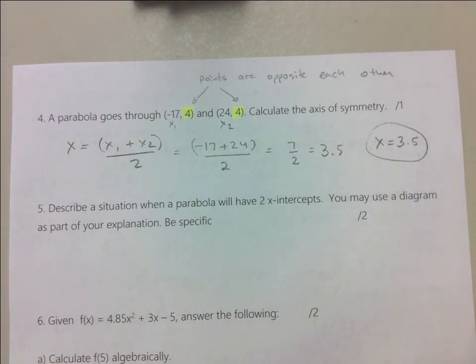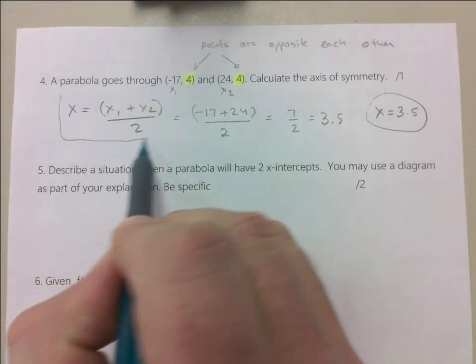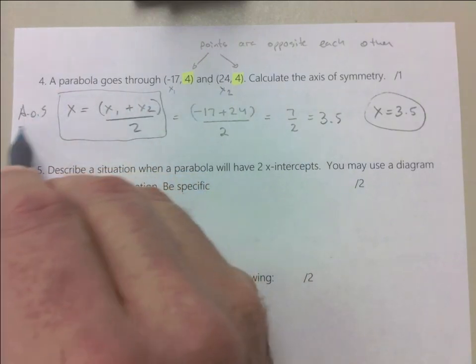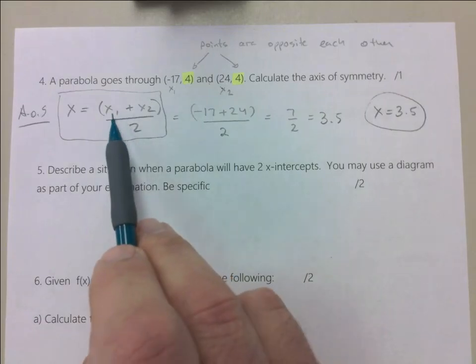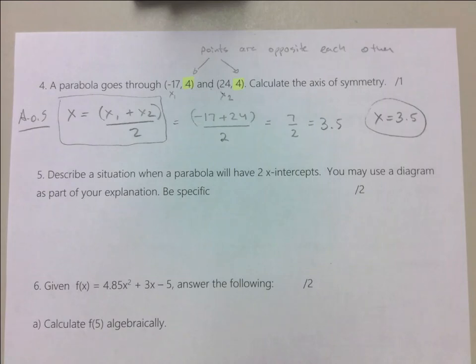1 mark for that. You have to have this on your study sheet, right? This is to figure out the axis of symmetry. And it works as long as you have 2 points that are opposite each other, meaning they have to have the same y value.